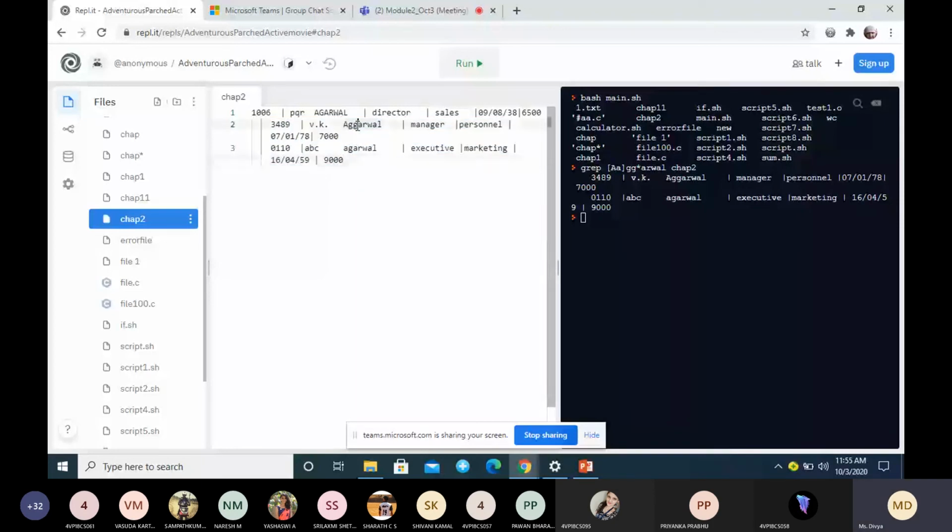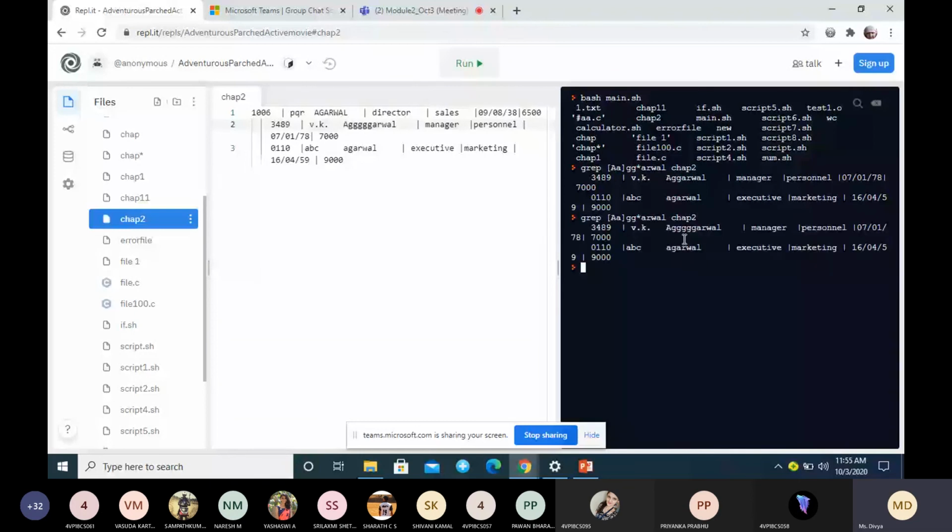Let me make a small change here. I will give triple G, I mean 4 Gs. Now execute this. Still it will match. That means G star will match any number of occurrence of the G. It can have 0 occurrence or 0 or more occurrence.